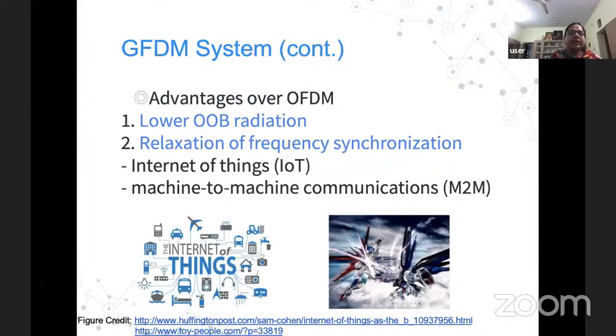Okay, so there are some advantages, because it takes lower out of band radiation. And also strict synchronization is very much essential in OFDM. So this gives some relaxation, not totally relaxed, but some relaxation of the frequency synchronization. And because this is again connected with applications, Internet of Things, machine to machine communication, and other applications, we always say this is more advantageous than the other one.